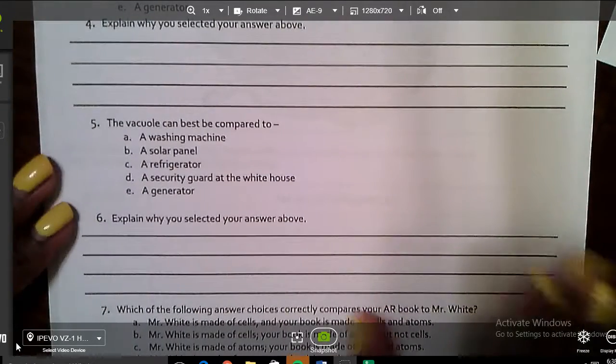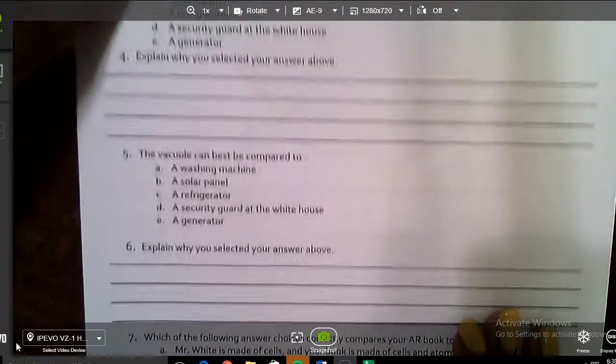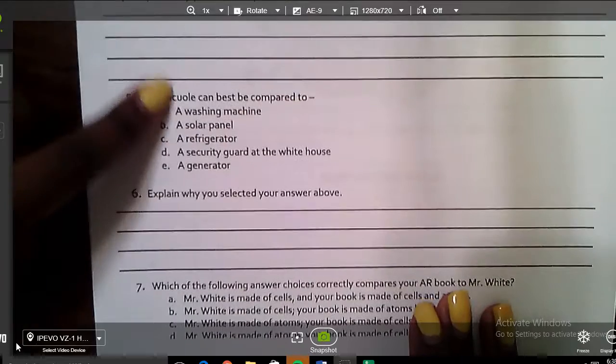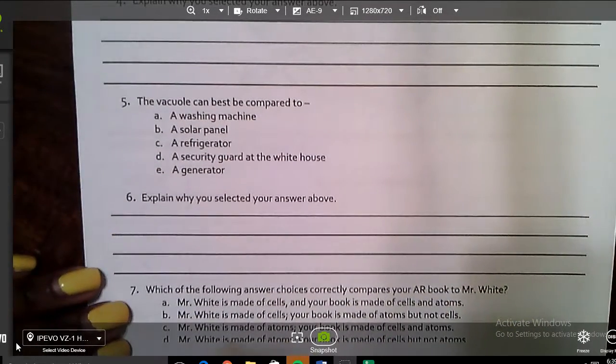Right now, it is time for our exit ticket. There are 2 parts. You are answering the multiple choice question, explaining why you picked it. Multiple choice question, explain why you picked it. Multiple choice, you see the pattern, explain why you picked it. There is a multiple choice question at the bottom. Think through it carefully.